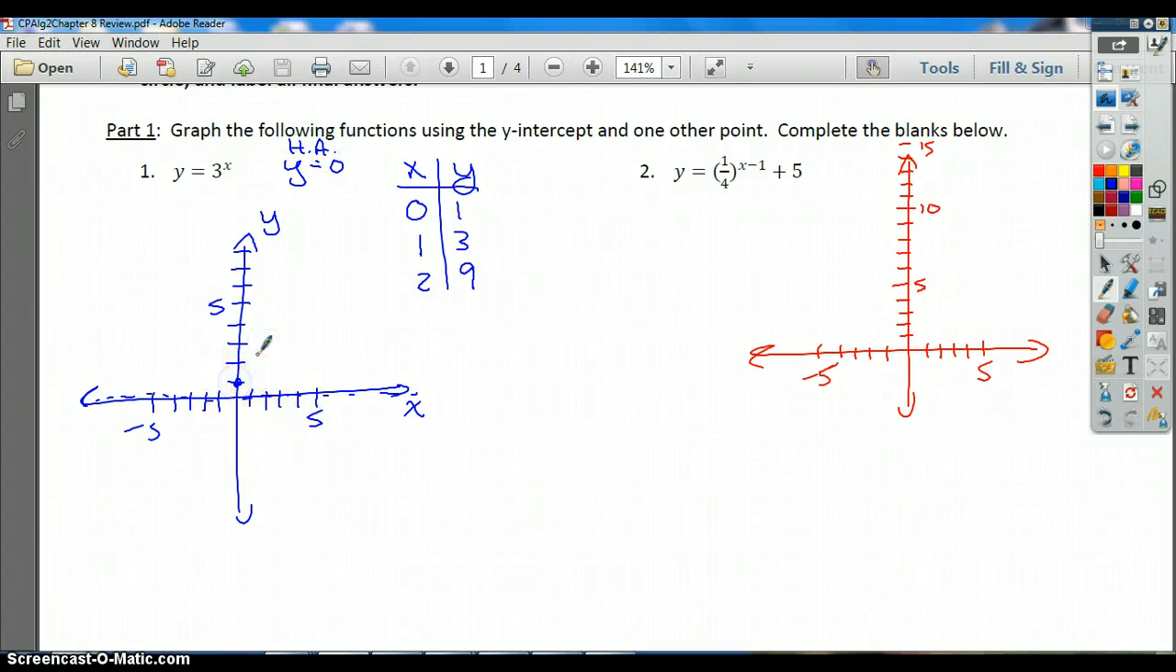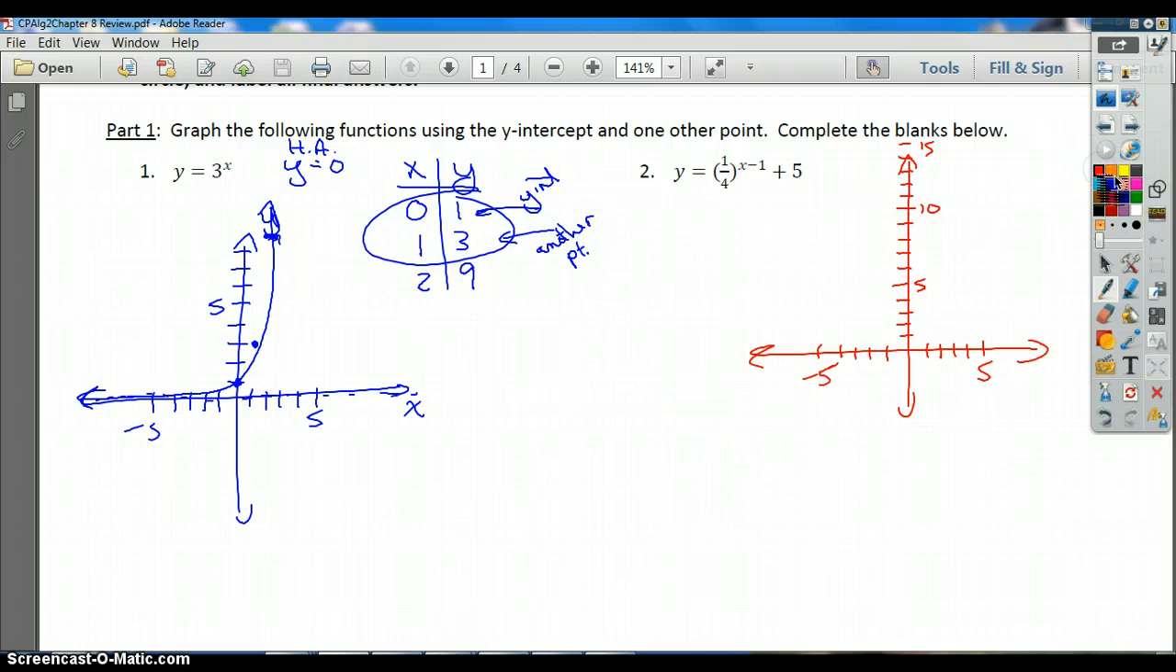So we're at 0, 1, 1 up 3, 6, 7, 8, 9. So 2, 9 is going to be over here. We're going to get real close to this axis, not cross it, then jump to the roof. There's our first one. Okay? So graph the following functions. We have our y-intercept here, and we have another point here. There's your other point.